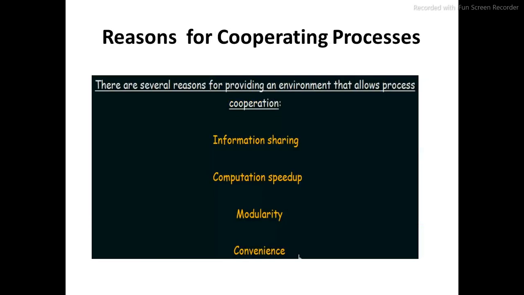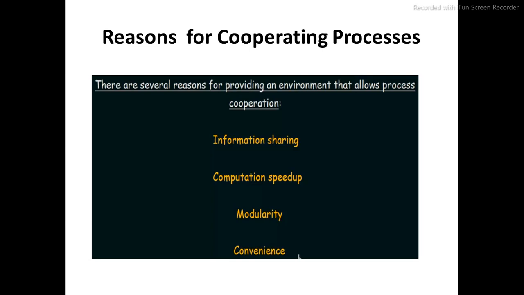Now, what is the need for this interprocess communication? Interprocess communication is provided mainly for the following reasons. First one is information sharing. Information sharing means several users may be interested in a single piece of data. For example, a file may be shared by different users. When a file has to be shared among different users, suppose there are 5 processes, these 5 processes must be able to access this single file. So we need to provide an environment for cooperation of processes. That is information sharing.